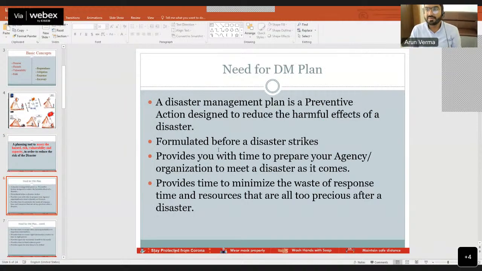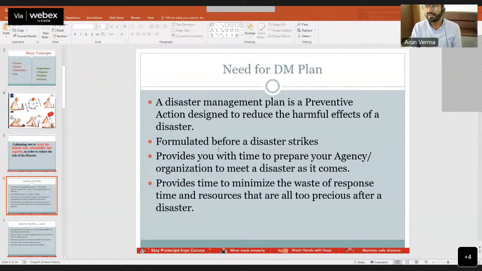Next, the need for a disaster management plan. Why should we need a disaster management plan? The first thing is that a disaster management plan provides preventive measures to reduce the harmful effects of a disaster. I have already given the example that when we are traveling from one place to another, we have certain plans: the first step is this, the second step is that. So we make planning. Similarly, a disaster management plan is also a preventive measure.